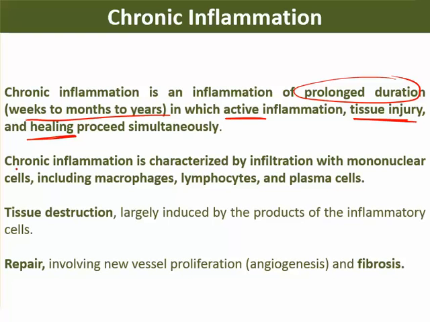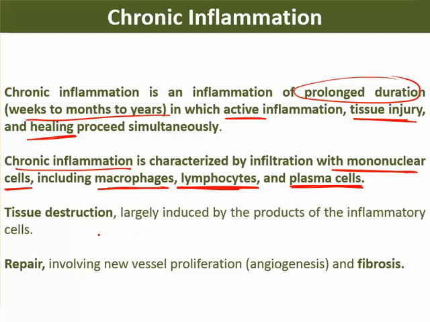Now in chronic inflammation, in acute inflammation we saw the inflammatory cell is the neutrophil. Here you will be seeing mononuclear cells, which are mainly lymphocytes and macrophages, and sometimes plasma cells are also involved. Plasma cells come from the B lymphocytes. Plasma cells are the antibody producing cells.